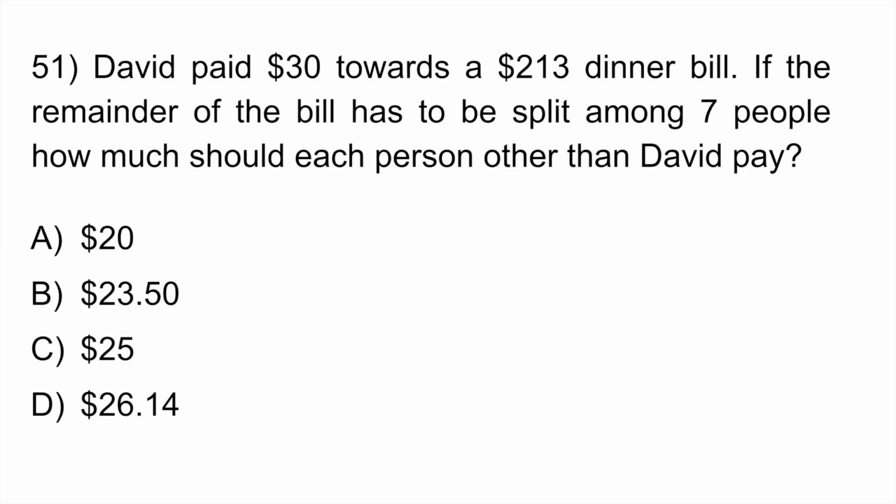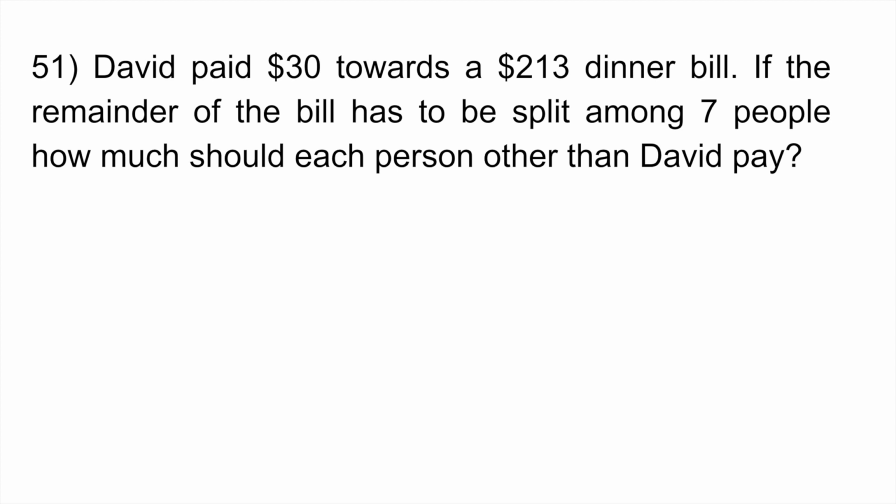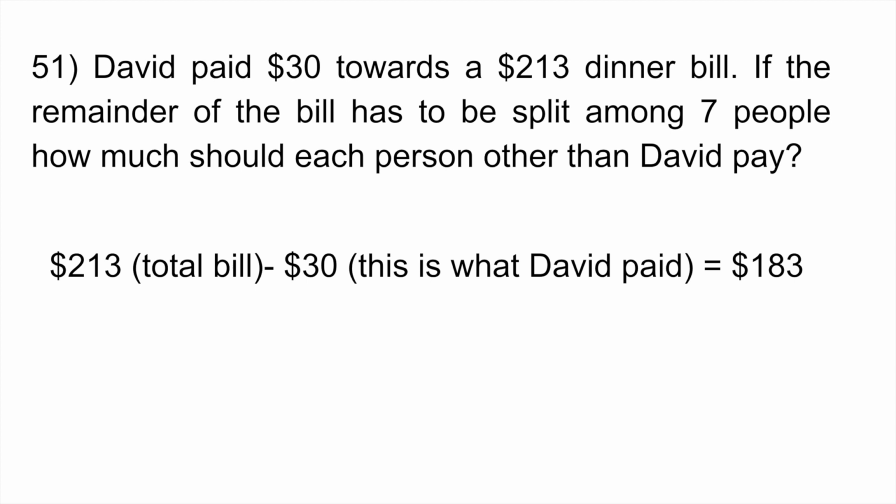All right, well, if you got to the end, I wanted to give you one more bonus question. Question 51, David paid $30 towards a $213 dinner bill. If the remainder of the bill has to be split among 7 people, how much should each person other than David pay? All right, so again, whenever you have these kind of long problems, just clean it up. First thing we're going to do is take that total dinner bill, which was $213, and subtract the amount that David paid, which was $30. That leaves us with $183.